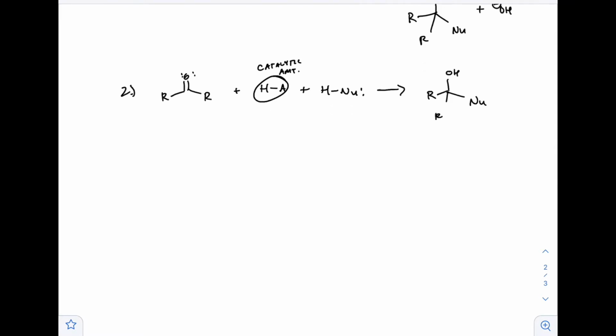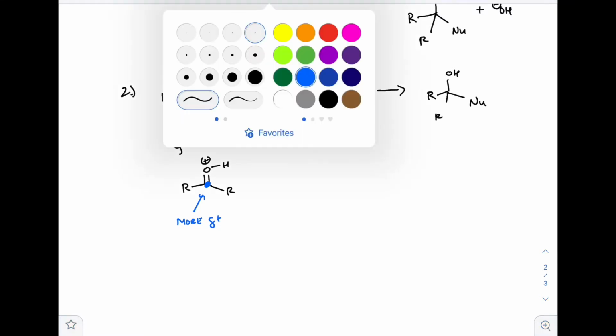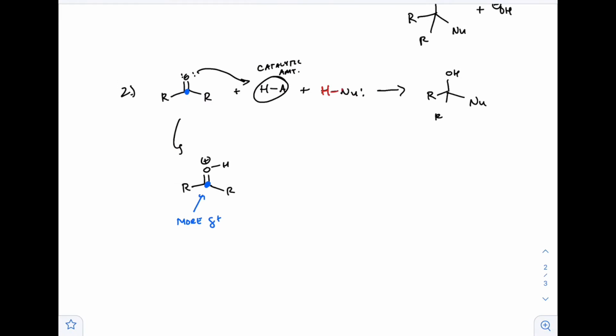The role that the acid catalyst plays is that after protonation of that carbonyl oxygen, it makes the carbonyl carbon more delta positive, or even straight up positive if you shifted those pi electrons to the oxygen to neutralize that charge on the oxygen. And since it's more delta positive, it is more susceptible to nucleophilic attack. And so we can actually have a weaker nucleophile come in and attack that carbonyl.